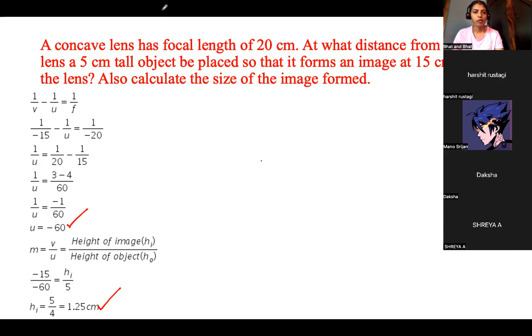Did we find hi? Yeah, hi was positive, so it will be virtual. No, it'll be erect, I guess. Yes, it is erect. And then if hi is greater than h, oh no, it's smaller, then it is diminished. Erect, diminished, and real image. Okay.